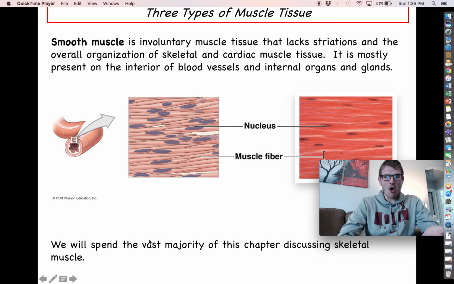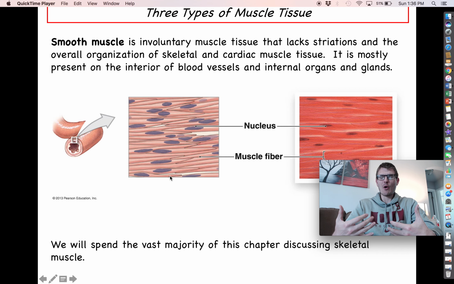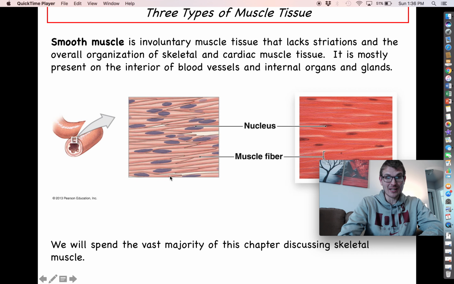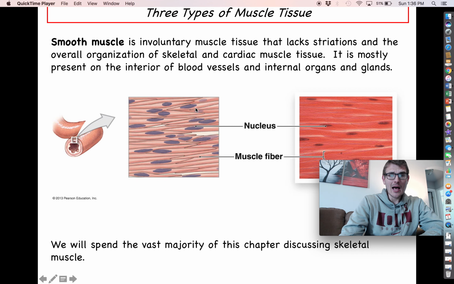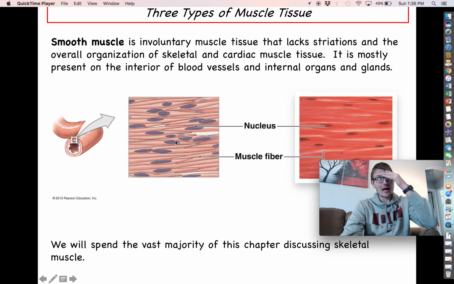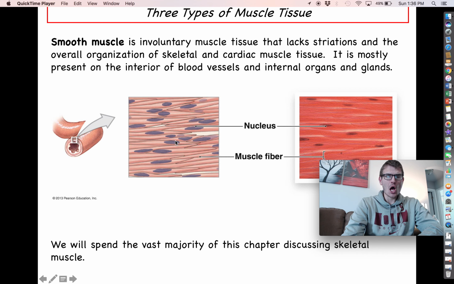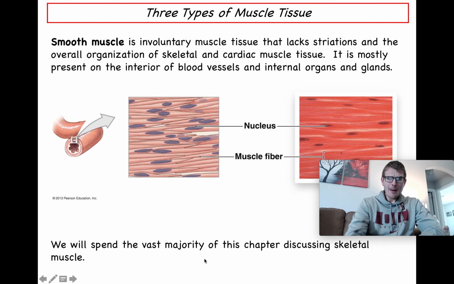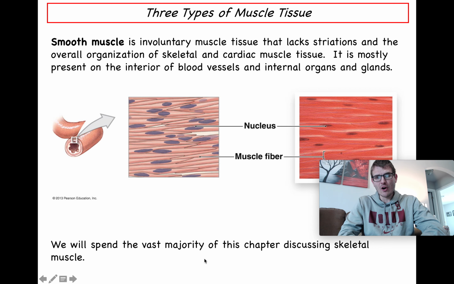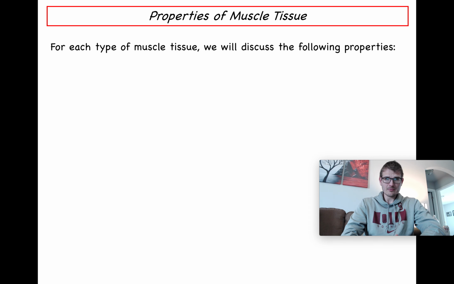You can see an overall lack of organization. The way I always like to put it is that smooth muscle tissue looks like someone just threw a whole bunch of cells together. It doesn't really look very organized. So we will spend a little bit of time towards the end of the chapter talking about what smooth muscle looks like on the inside and what its functions tend to be. But like I said earlier, most of our discussion in this chapter is going to focus on skeletal muscle.